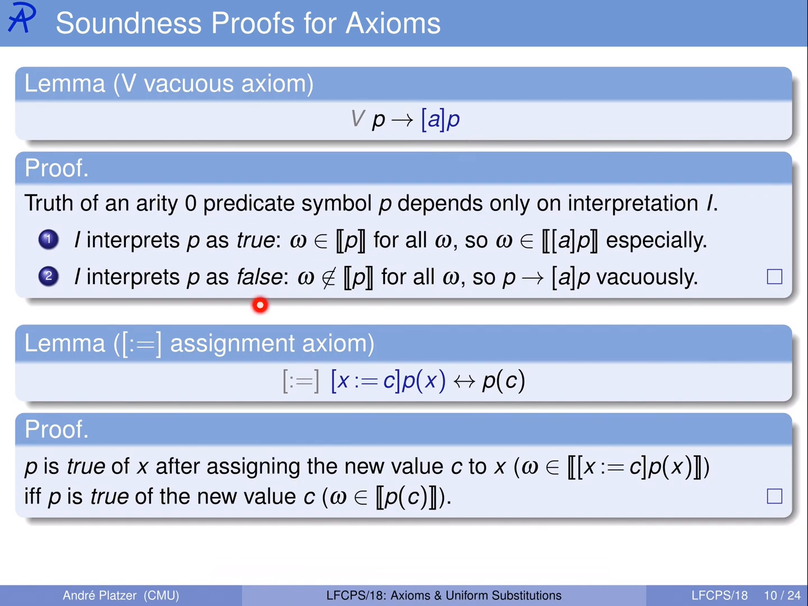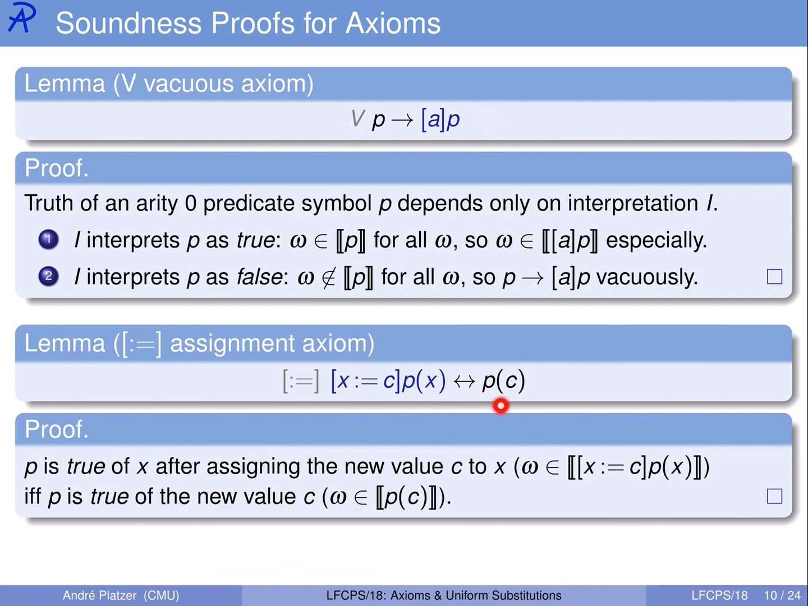Now, if P is false, that's the other opportunity, well, then in any state omega P is false. In particular, there will be no state in which the assumption is true, which means the implication P implies always after running A, P is vacuously true, just because the left-hand side of the implication can never be satisfied. Either way, this axiom is a valid formula, and thus can be adopted as sound.